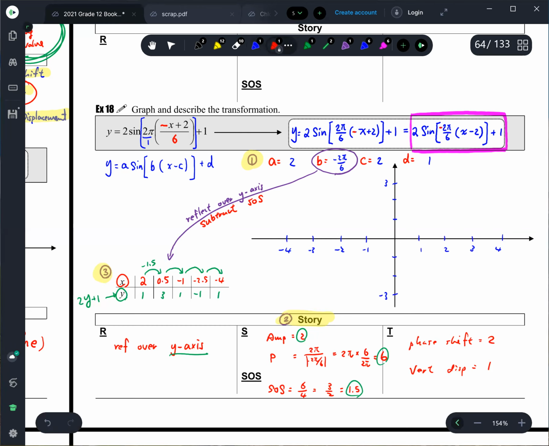First point is at 2, 1. 2, 1 will be here. Point 5, 3. Right? So you can see the graph is heading towards the left, right? Reflected over the y-axis.